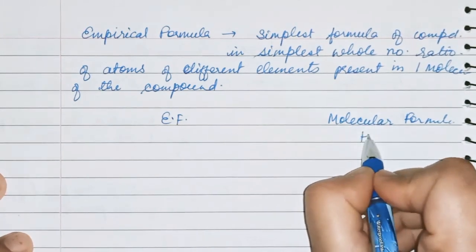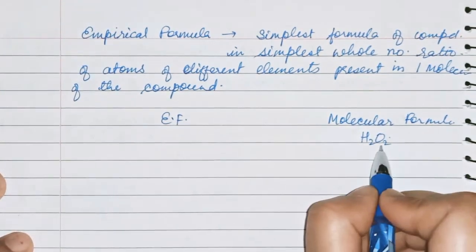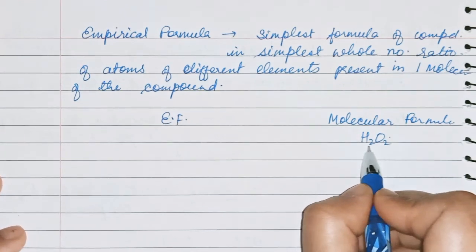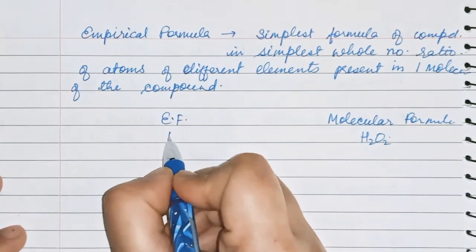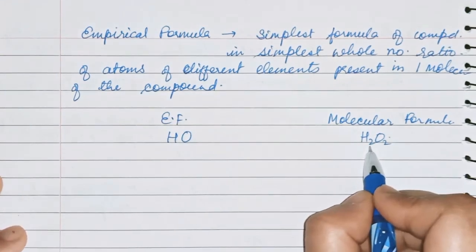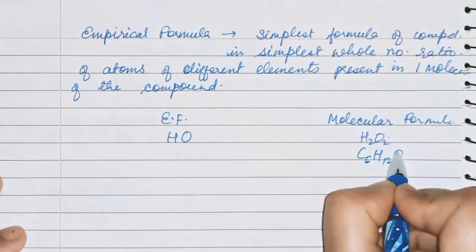Suppose we are taking hydrogen peroxide, H2O2. The empirical formula will be the simplest formula for this. So you will take out the common factor from here. What is left? Only H and O. And what common factor have you taken out? 2. Let's take another example, C6H12O6.